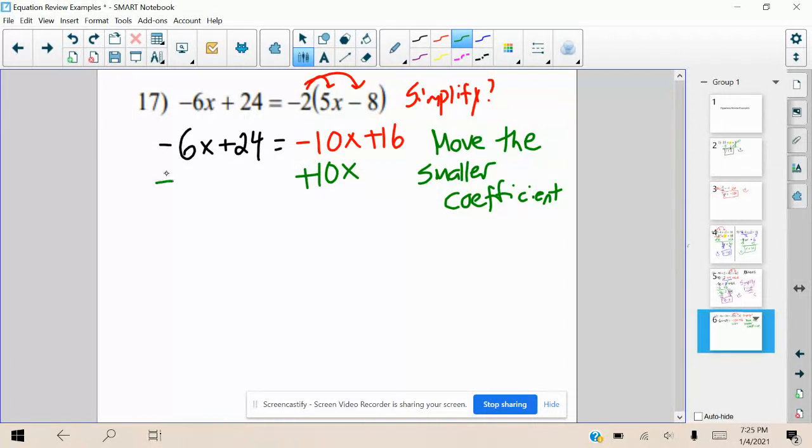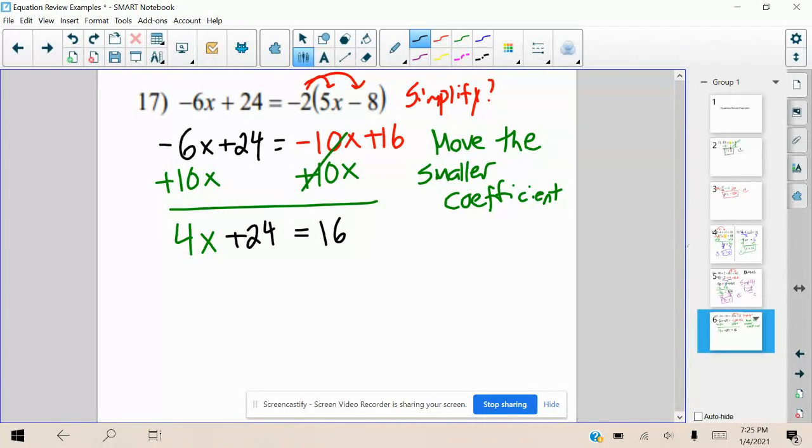In order to do that, we have to add 10x to both sides. Negative 6x plus 10x is positive 4x. We drop down everything else. Plus 24 is equal to 16.